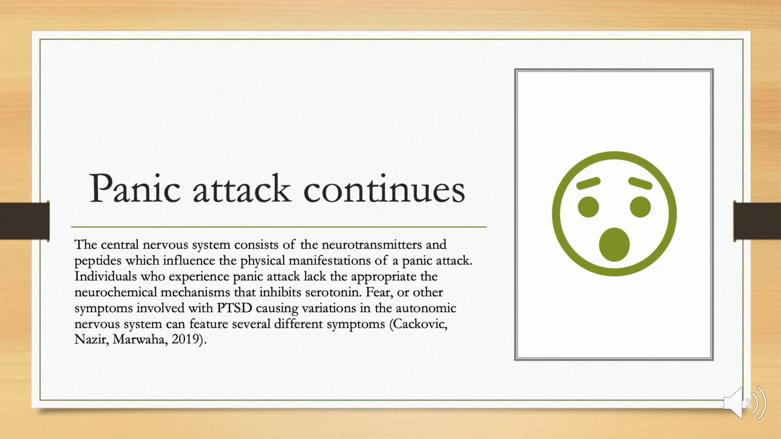Panic attack pathophysiology continues. The central nervous system consists of the neurotransmitters and peptides which influence the physical manifestations of a panic attack. Individuals who experience panic attacks lack the appropriate neurochemical mechanisms that inhibit serotonin. Fear or other symptoms included with PTSD causing variation in the autonomic nervous system can feature several different symptoms.